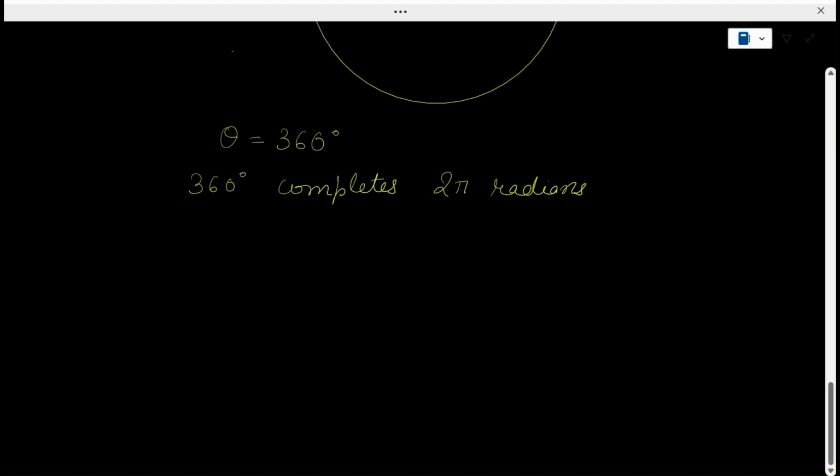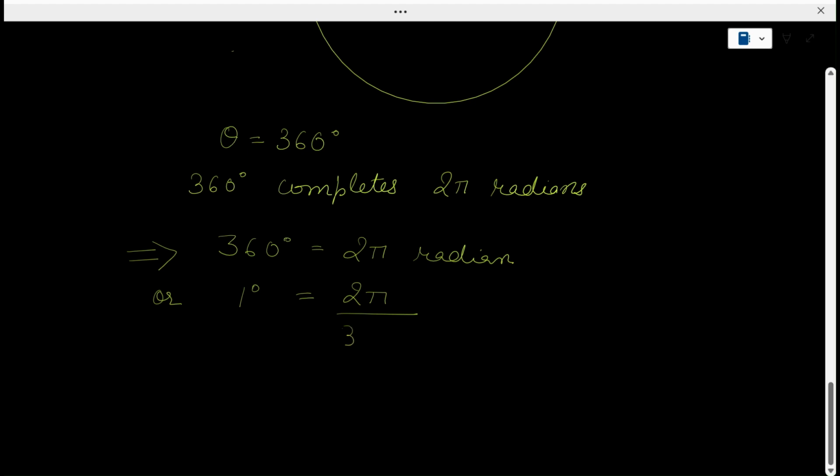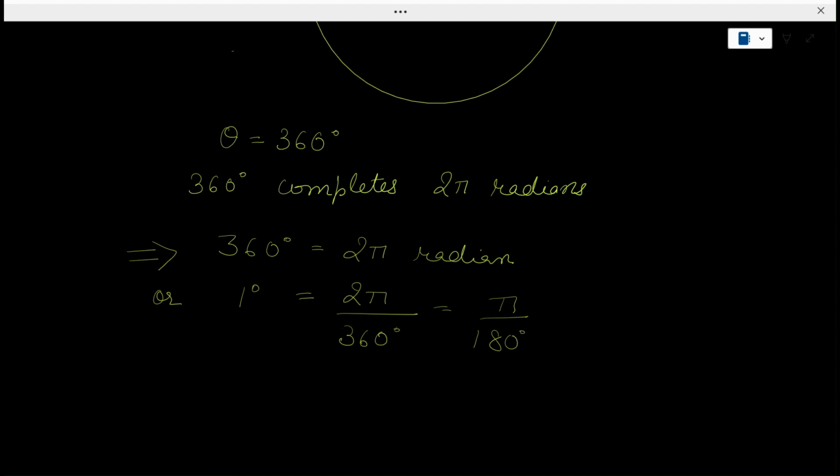Alright, so from this we can see that 360 degrees is equal to 2 pi radians, or 1 degree is equal to 2 pi by 360, that is pi by 180 radians.